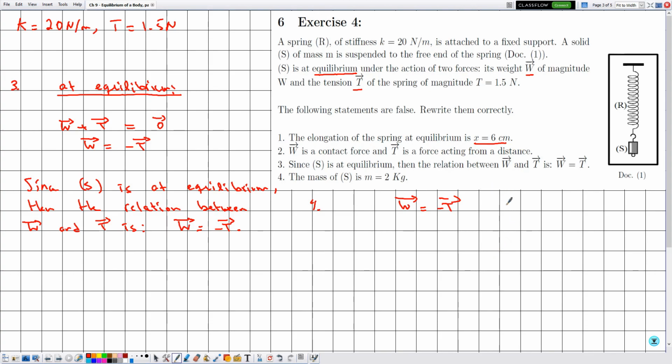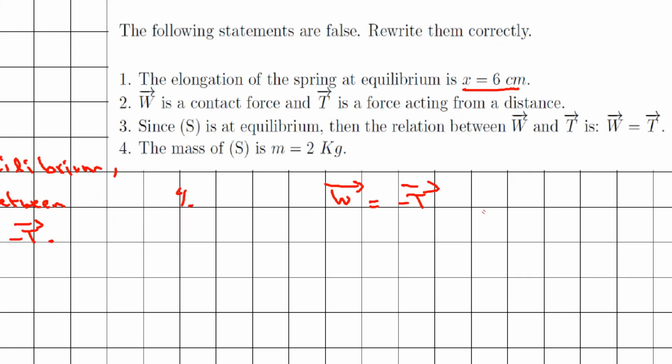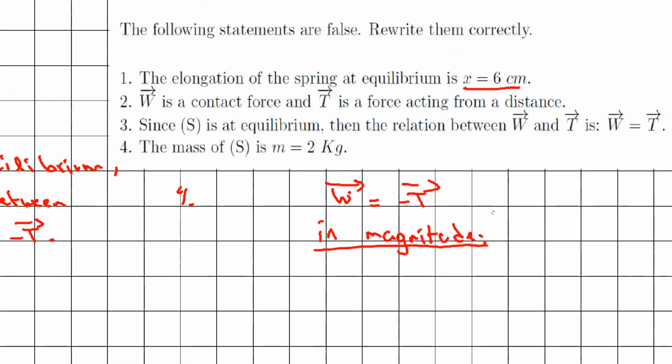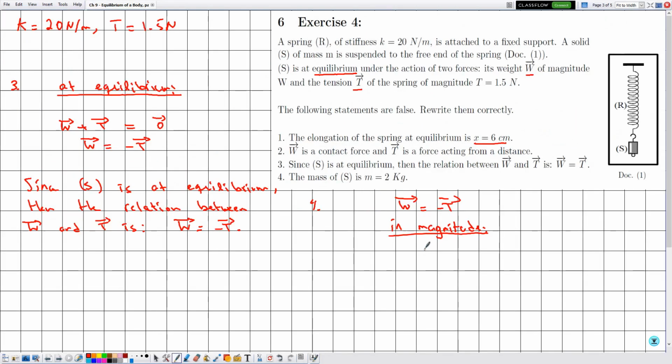then how do we read this equation? Both forces have the same line of action, opposite direction, and same magnitude. We are interested in determining the magnitude of the weight. Then let's see in magnitude. Then we drop down the vectors and we remove the minus sign. Then W is equal to the tension. But we already know that the value of the tension is 1.5 newtons. Then weight is equal to 1.5 newtons.